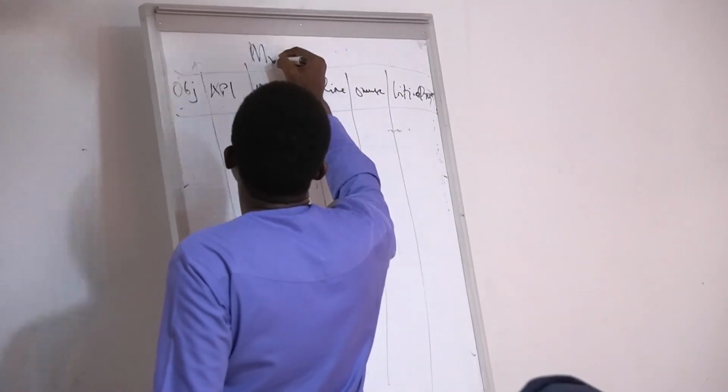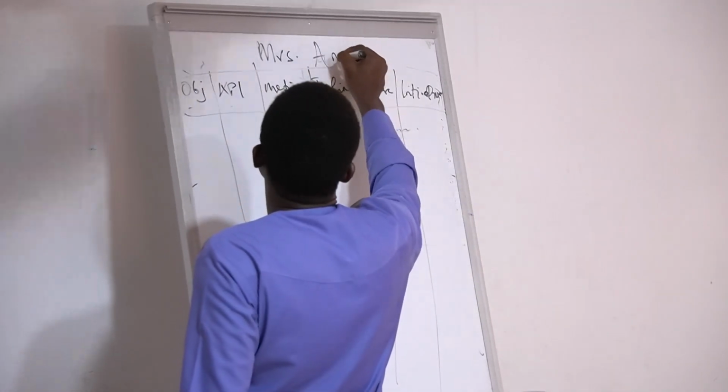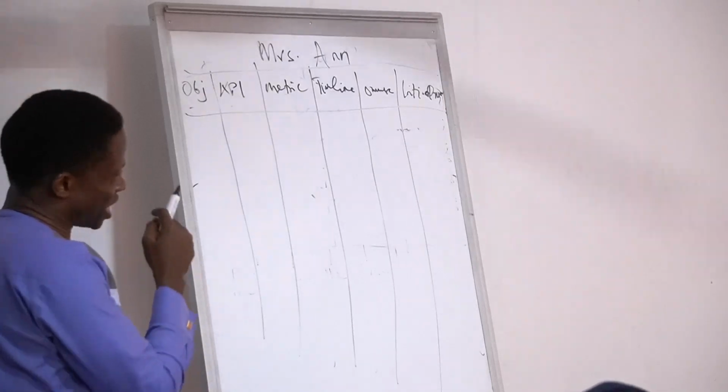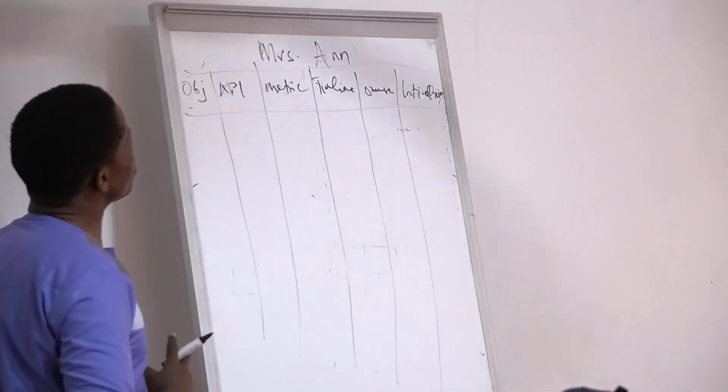Mr. or Mrs. Anne. So that we'll have mercy on her. If I put Mr. Anne, we won't have mercy on the guy. But if it's a lady, you know, we're going to have mercy on her. So Mrs. Anne.